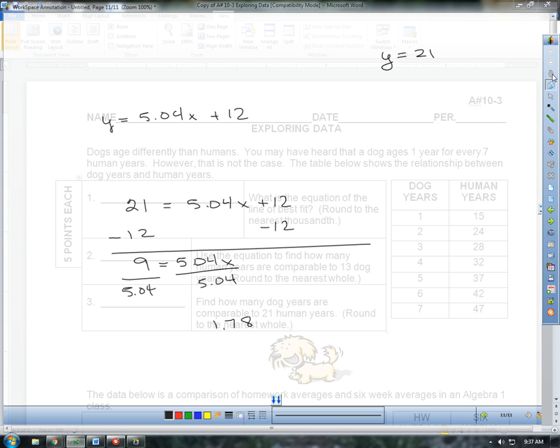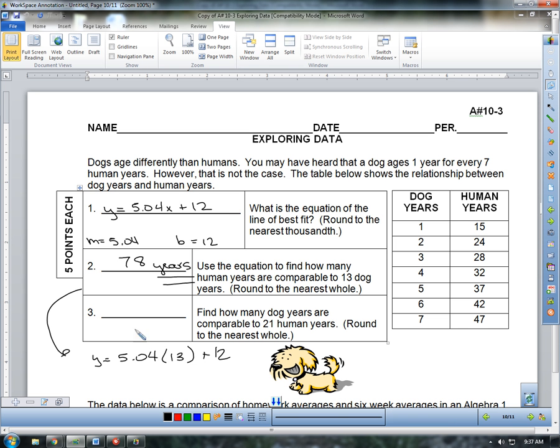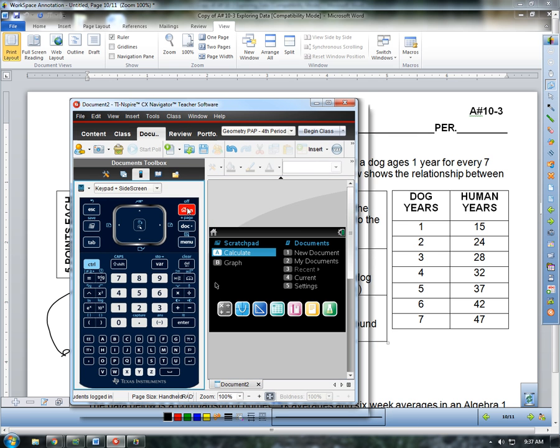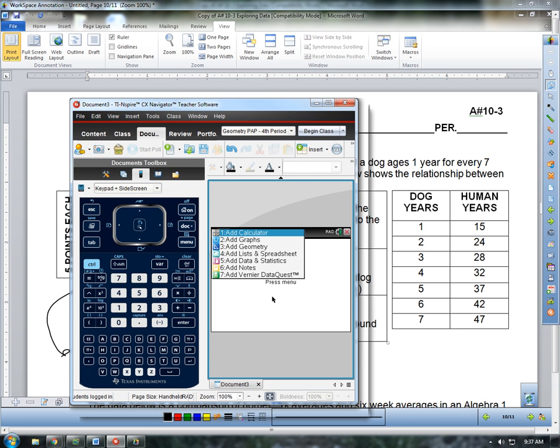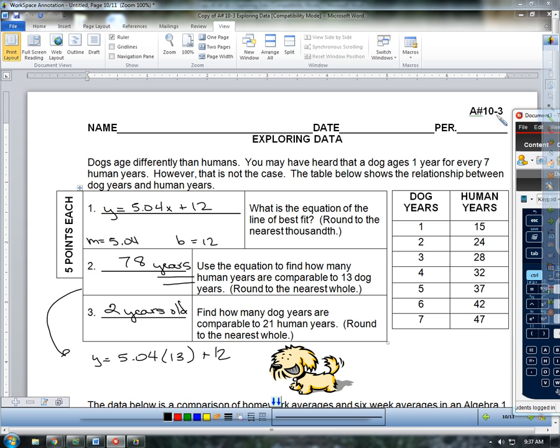So let's read our question. Or let's do it this way. Find out how many dog years. Okay, so 1.78 is about 2 years old. Okay, so that takes care of that problem. Anytime you're switching out problems, go to your home screen, start a new document, do not save. Add a new list.